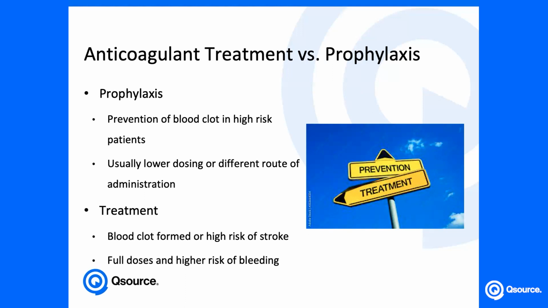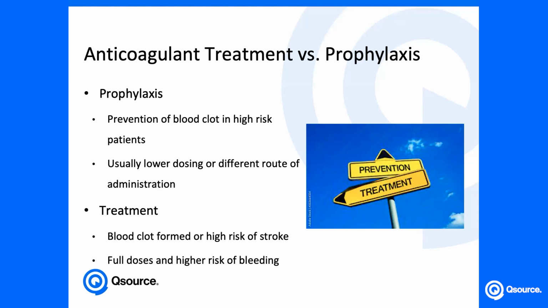And so the idea of prophylaxis is preventing a blood clot in a high-risk patient. So these are in the hospital setting. We often will use a low-dose anticoagulant to prevent somebody from developing a deep vein thrombosis in the inpatient setting. And sometimes you may see this in long-term care settings where patients that are bedbound are at increased risk of blood clot formation. And so sometimes you'll see low doses of anticoagulation used in these patients.